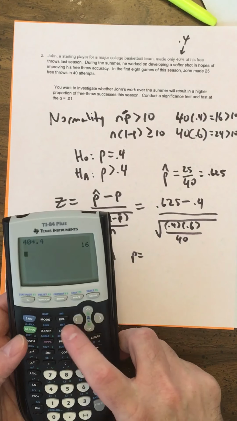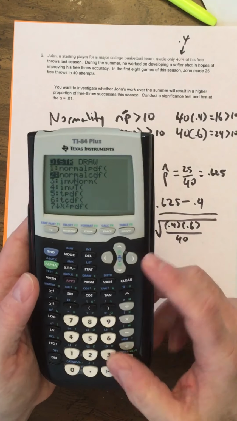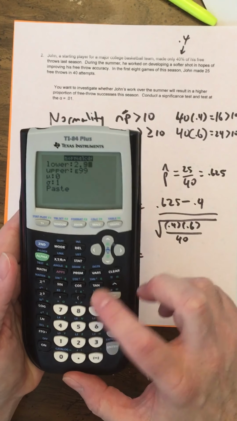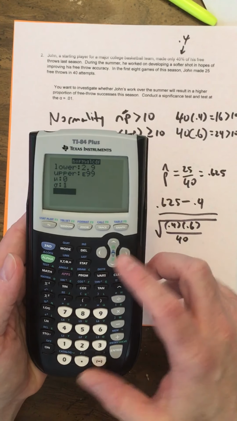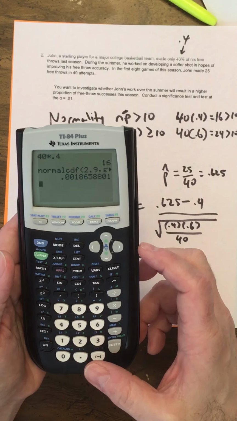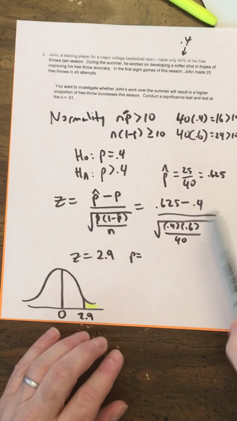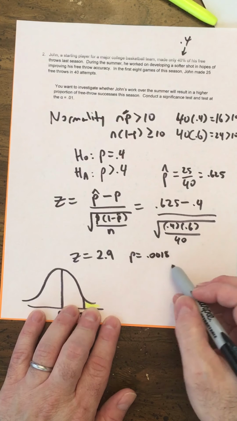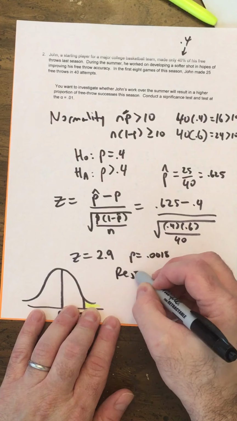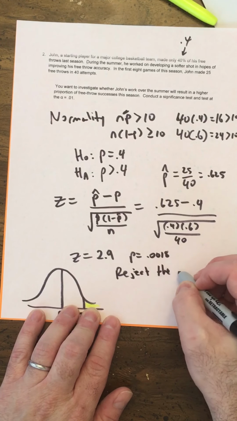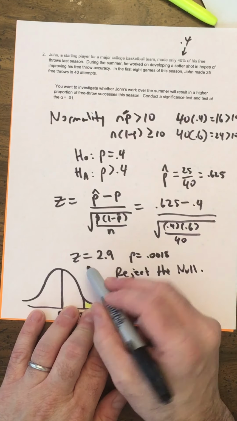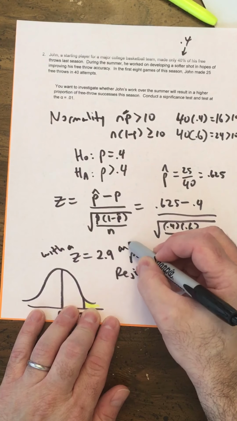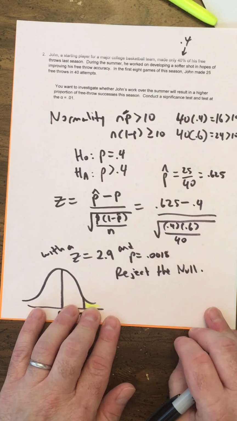So we're going to go to our distributions, normal CDF. We're going to put in 2.9 to infinity, which is already in for us, and 0, 1, paste. And we get a p-value of 0.0018. P is 0.0018. So you know what happens when you have such a small p-value. You reject the null. Actually, with a z-score of this and the p-value of this, reject the null. Now give some context.